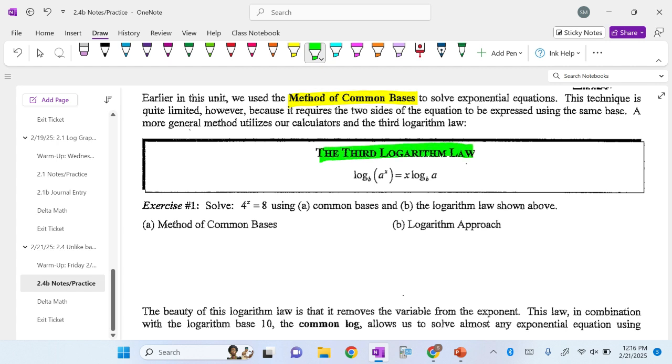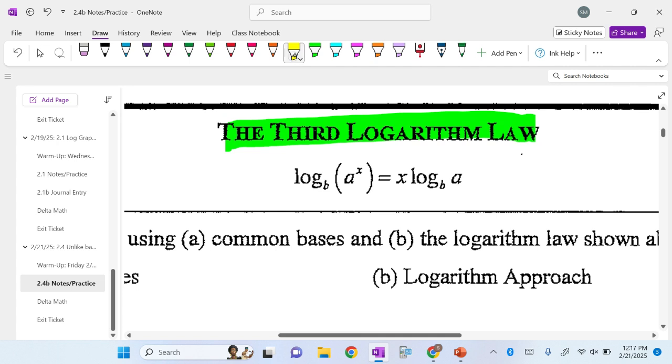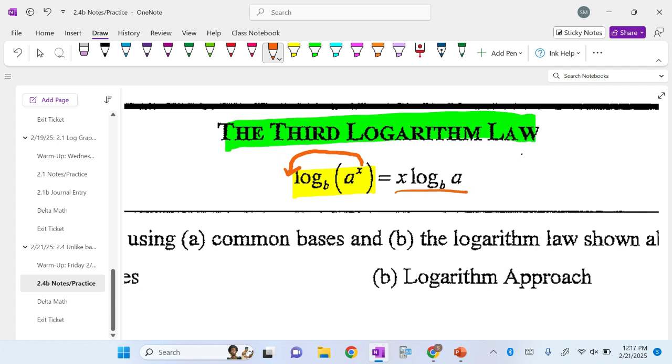It's called the third logarithm law, or the power log, or the power law. All it states is that if you have a log of some base equal to a raised to a power, if you have a power within those parentheses of a log function, you can take that x and bring it down to the front. So it would become x times log b of a. Essentially you can move that x out of the exponent. With logs, if you have exponents within the parentheses, you can move it out and multiply it to the log.